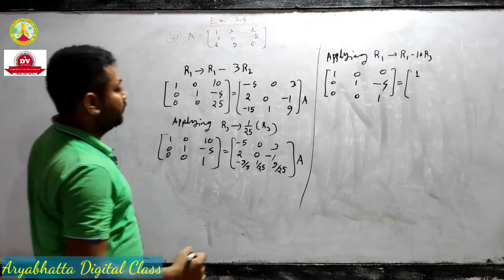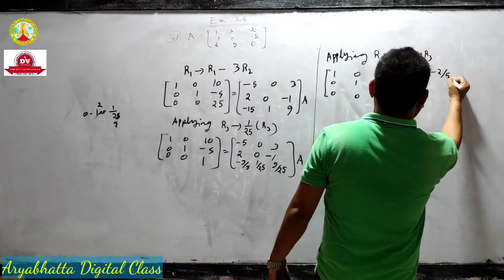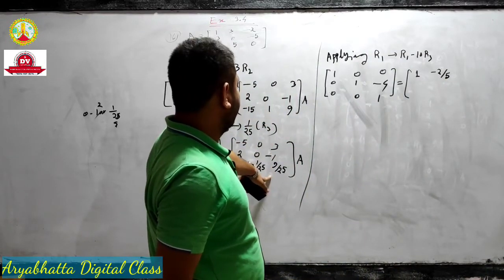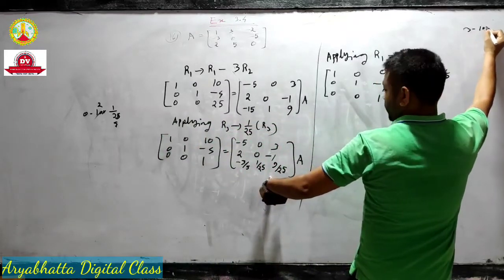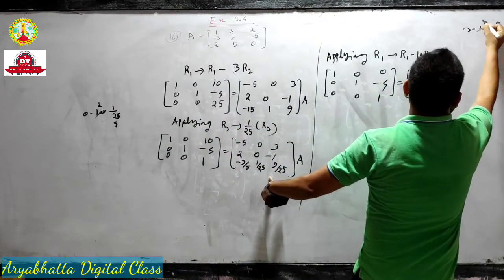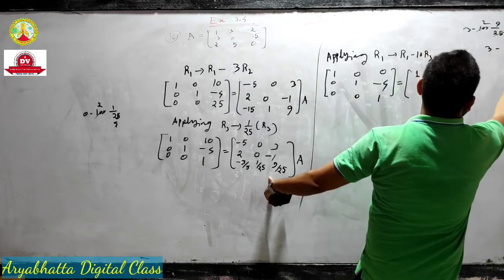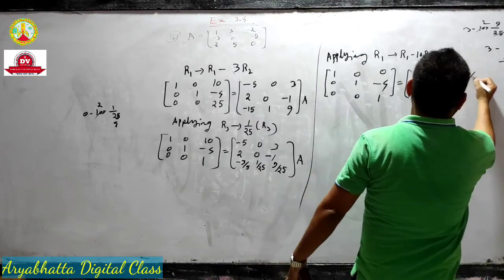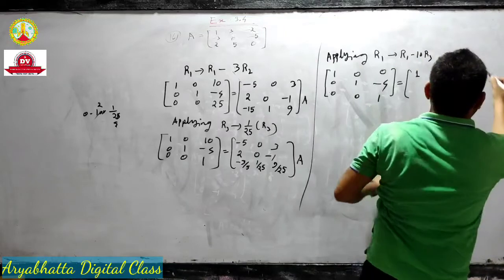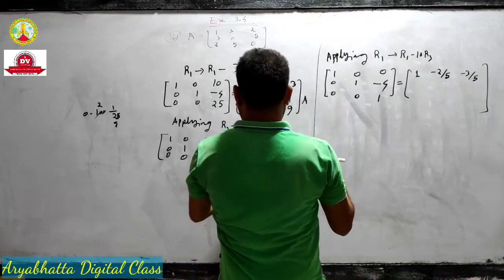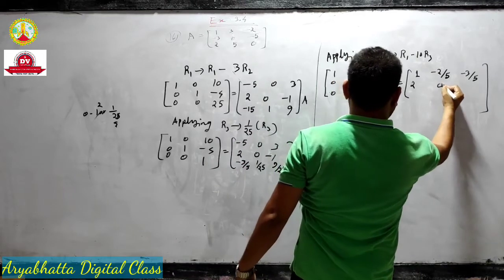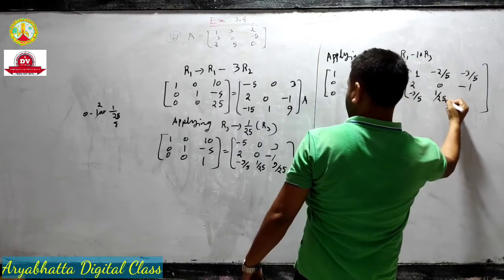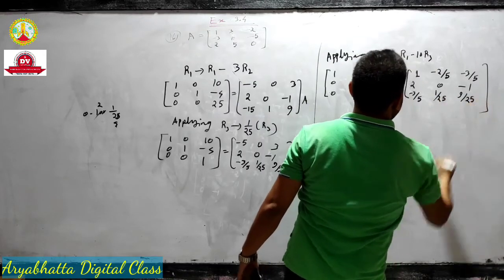Minus 2 by 5. For these elements, 3 minus 10 into 9 by 25, 3 minus 18 by 5, 15 minus 18 by 5, minus 3 by 5. And R2 is equal to minus 3 by 5, 1 by 25 and 9 by 25.